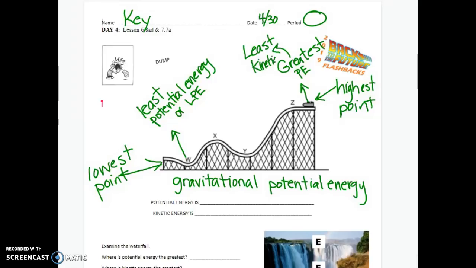Now let's talk about kinetic energy. Kinetic energy is energy in motion. It's energy that is moving. So you're going to have the greatest kinetic energy where you are moving the fastest, where you have the fastest speed. And of course, if you've ever been on a roller coaster, you know you're going the fastest at the very bottom of the tallest hill. The tallest hill is, of course, that first hill where Z is. So Y would be the greatest kinetic energy where you have the object going the fastest.